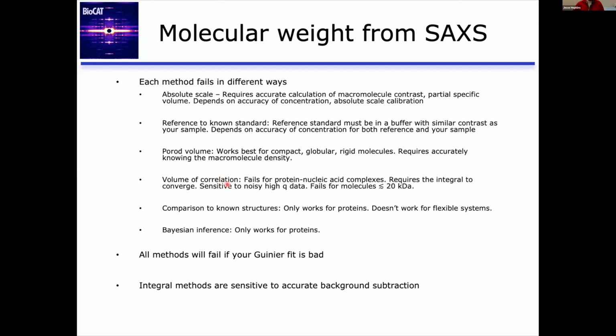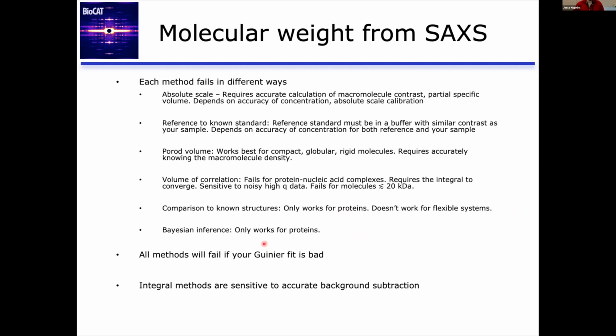The volume of correlation will fail for protein nucleic acid complexes. You need the integral to converge. It's sensitive to noisy high-Q data. It fails for molecules that are too small, just because they didn't include those in their fit set for the coefficients, I think. This tends to work best for flexible systems, the volume of correlation. The comparison to known structures only works for proteins. It doesn't work for flexible systems.